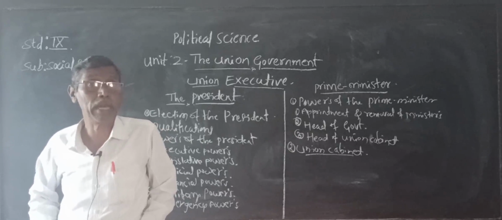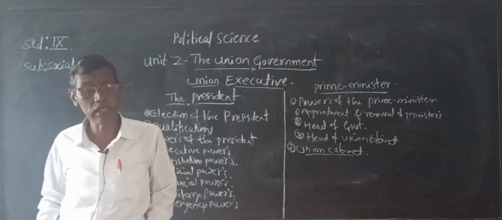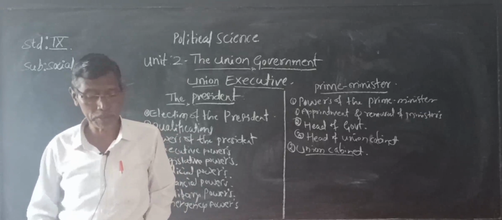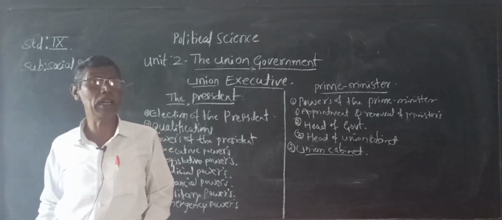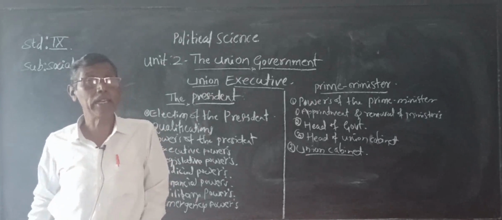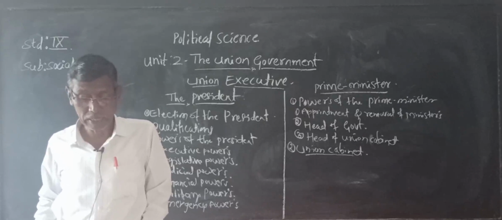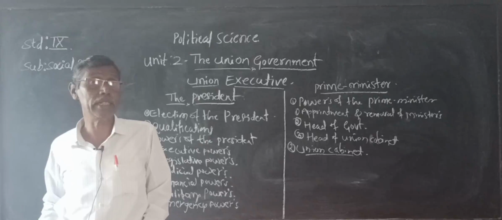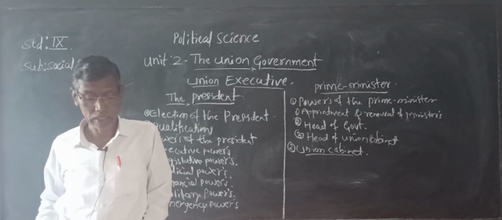The Prime Minister and Council of Ministers are the real executives of the Union Executive. The President is only the nominal head of the executive. According to Article 52 of our Constitution, the post of President is created.